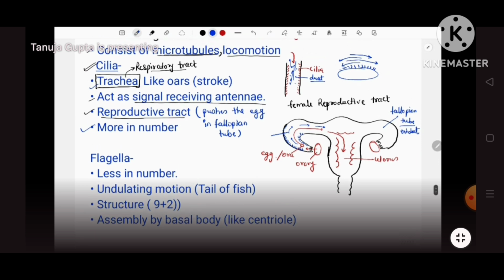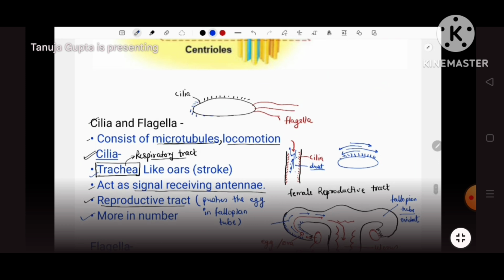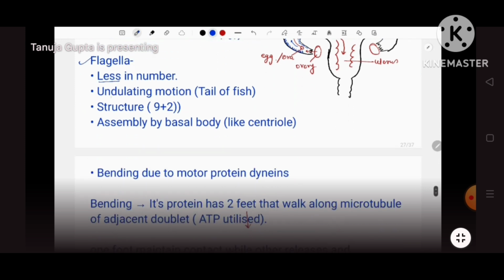They are more in number. You can see there are so many as compared to flagella. Cilia are so many in number, but flagella are few in number. So let's talk about flagella. They are less in number.